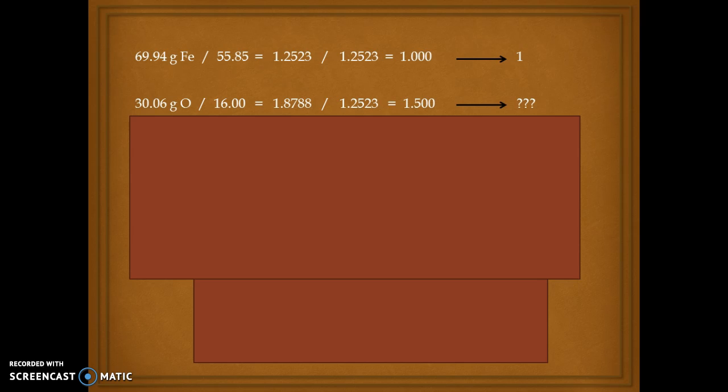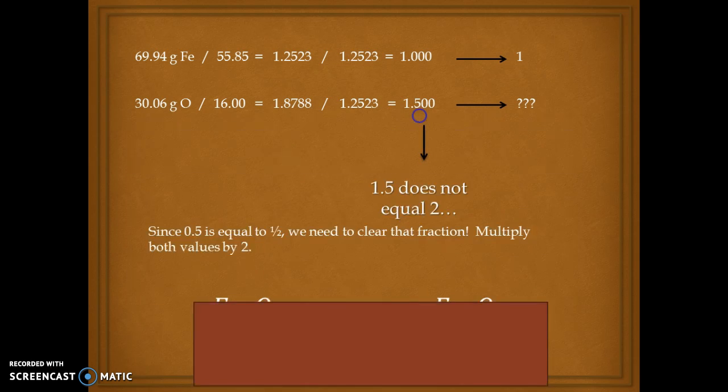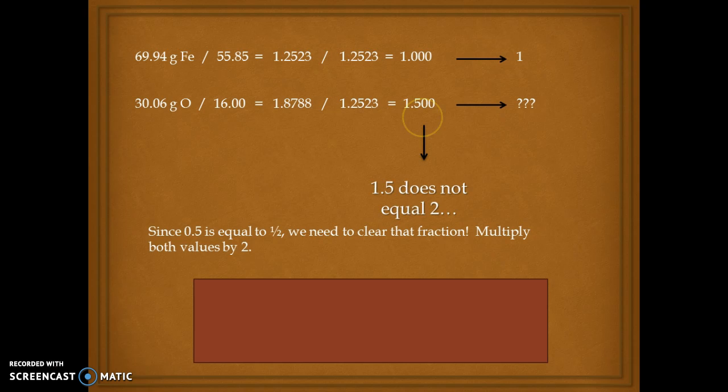Well, no, you don't do either of those things. This is what that step is for, looking for fractions. Here's a fraction. 0.5 is the decimal equivalent of a half. And so if that is the decimal equivalent of a half, we have found a fraction. This says that there is 1 mole of iron for every 1.5 moles of oxygen. Since 0.5 is equal to half, to clear that fraction, what we're going to do is multiply each one of these numbers by 2.